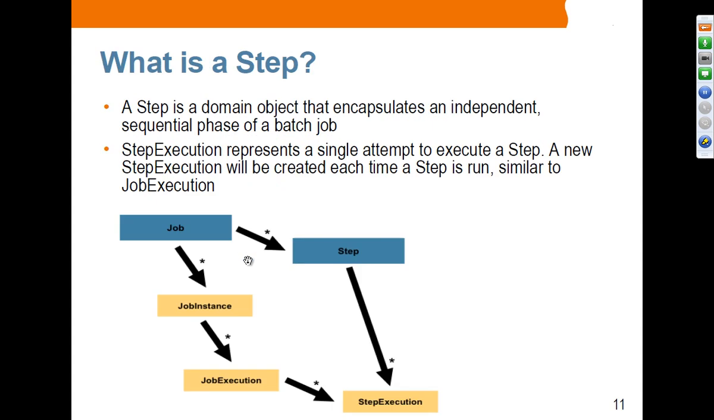So this football job is made of 3 steps. All right, so what is a step? A step is a domain object, meaning a Java object, that encapsulates an independent sequential phase of a batch job. The job is made of multiple steps, and each step, whenever it gets executed, has a step execution object. A step execution represents a single attempt to execute a step. A new execution will be created each time a step is run, similar to job execution.